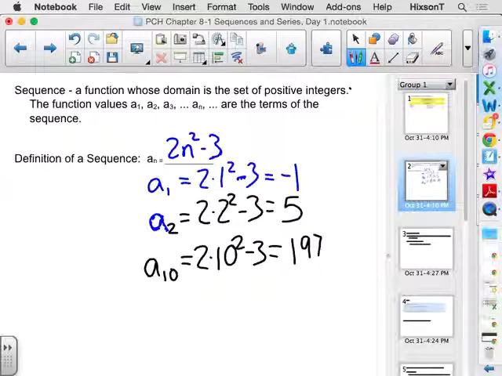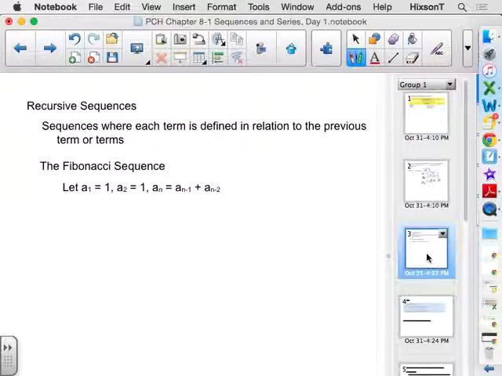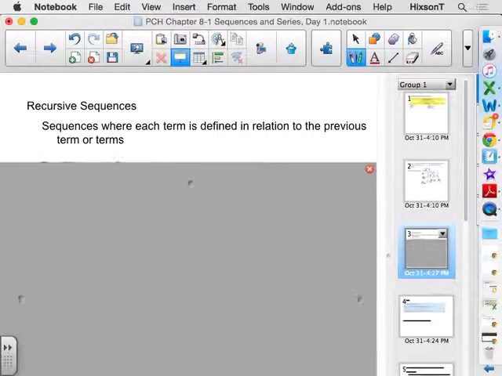So not too difficult, but that's the definition. If you're asked to find the definition of the sequence, it's asking for some kind of an equation here for a sub n. Alright? Now, one particular type of sequence that's kind of interesting is what's known as a recursive sequence. And the interesting thing is almost every sequence could be defined recursively.